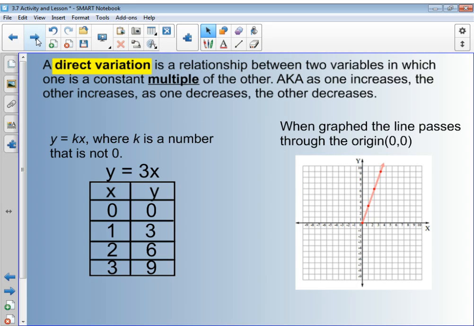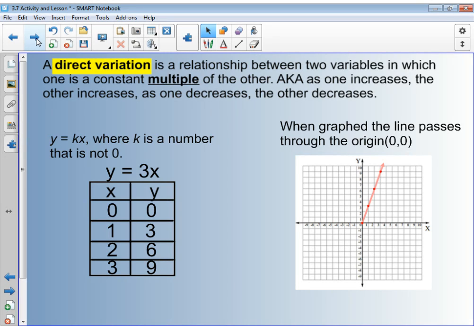Okay, so first of all, the definition of direct variation is a relationship between two variables in which one is a constant multiple of the other. If you pay attention, as one of your numbers increases, the other will also increase, and the opposite, if one decreases, the other will also decrease.